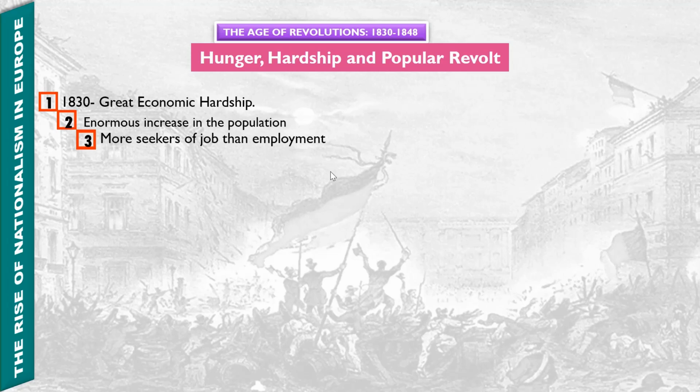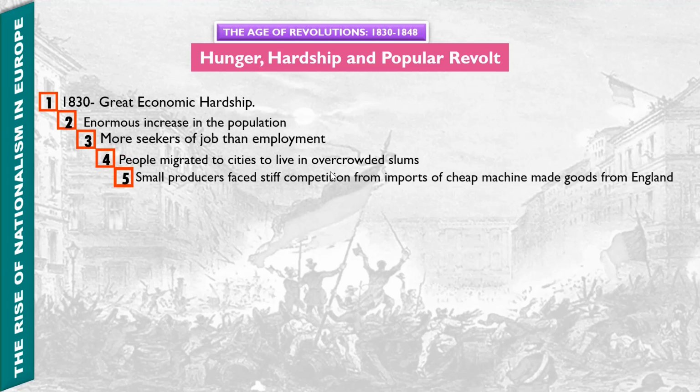Small producers in towns were often faced with stiff competition from imports of cheap machine-made goods from England, where industrialization was more advanced than in other countries. This was especially so in textile production, which was carried out mainly in homes or small workshops and was only partly mechanized. In those regions of Europe where the aristocracy still enjoyed power, peasants struggled under the burden of feudal dues and obligations. The rise of food prices or a year of bad harvest led to widespread pauperism in towns and countryside.